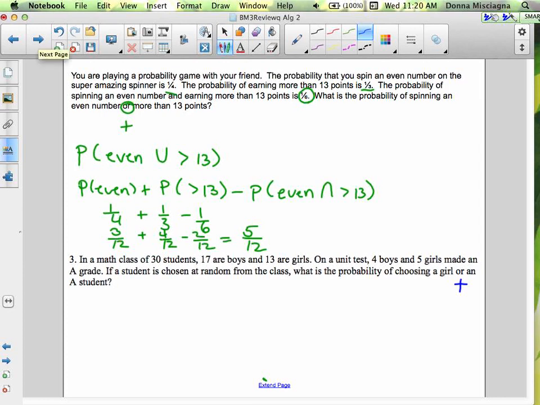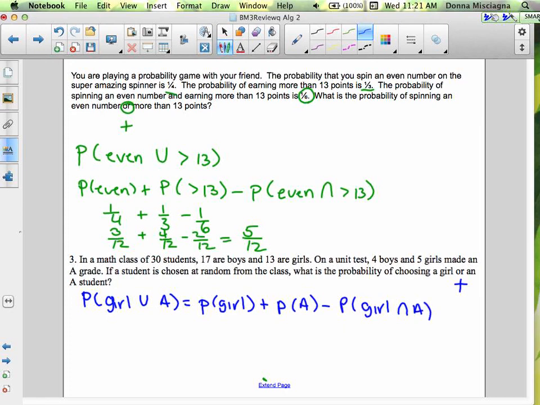All right. And you can be a girl and you can have an A. So we have to remember, if we want the probability of girl or A, to find the probability of girl and the probability of A, and subtract off the probability of girl and A. Right? Anybody who's in both categories. So the probability of being a girl, there are 13 girls. Right? So 13 out of 30.